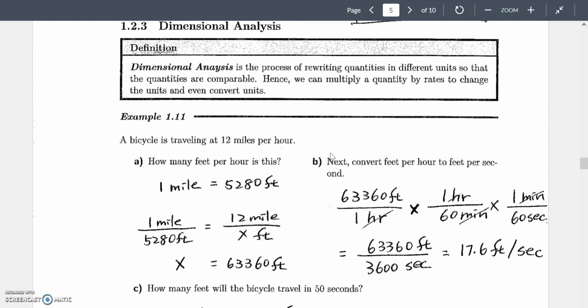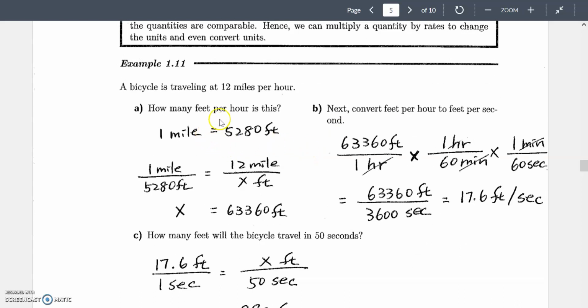Dimension analysis. Okay, so here's your dimension analysis. If you look at dimension analysis, it's the process that rewrites quantities in different units so that the quantities are comparable. So for example, it's conversion basically. I want to change 12 miles per hour to feet per hour.